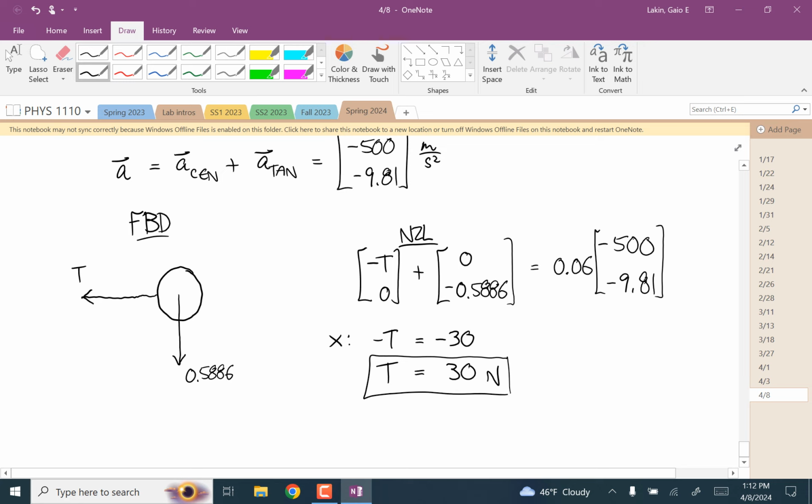Any questions about that? So that's basically circular motion. Next time I'll talk about how to do the one specific type of problem that you don't want to do this way. That's tetherball type problems. And then that's it. Okay, thanks.